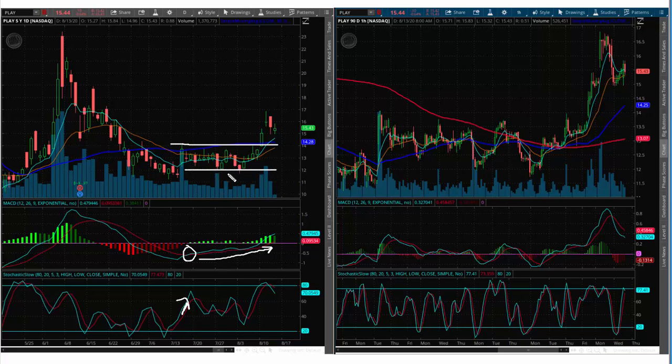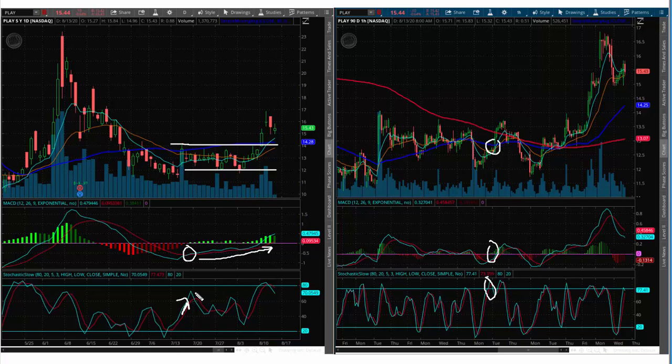I want to zoom in. I want to look for entries within this range that I can enter, one, where my stop is reasonable, and two, when it's likely the stock is going to break out. So what I saw here is over here we have this cross up, stochastic pointing up, it breaks out of a little bit of a range here.